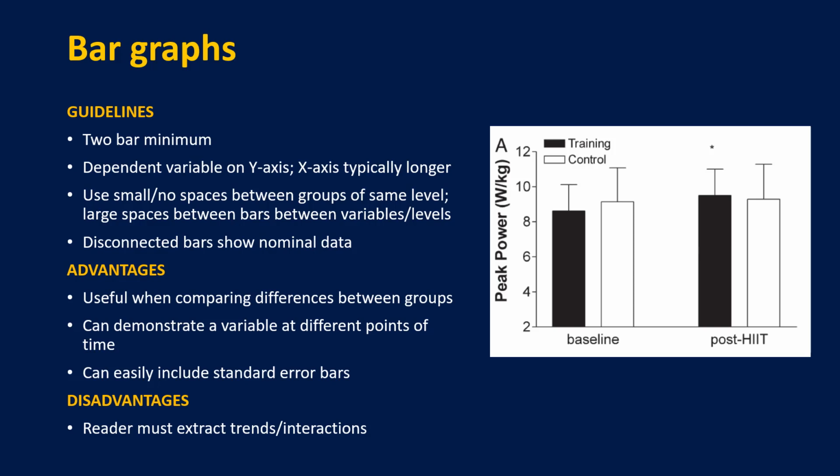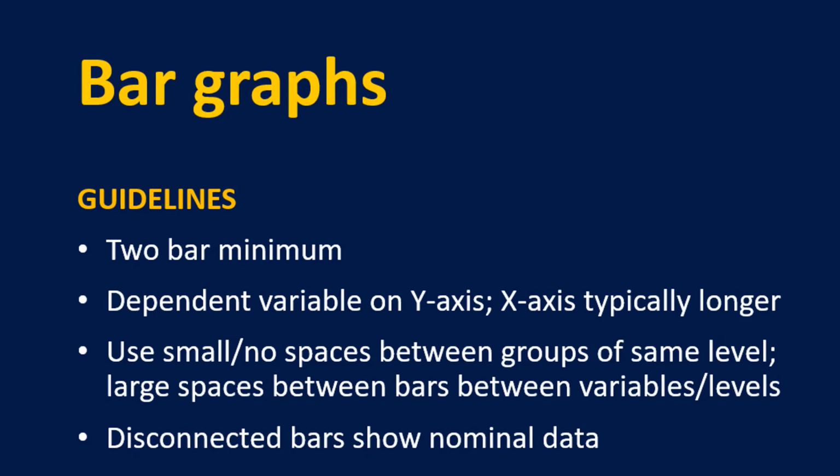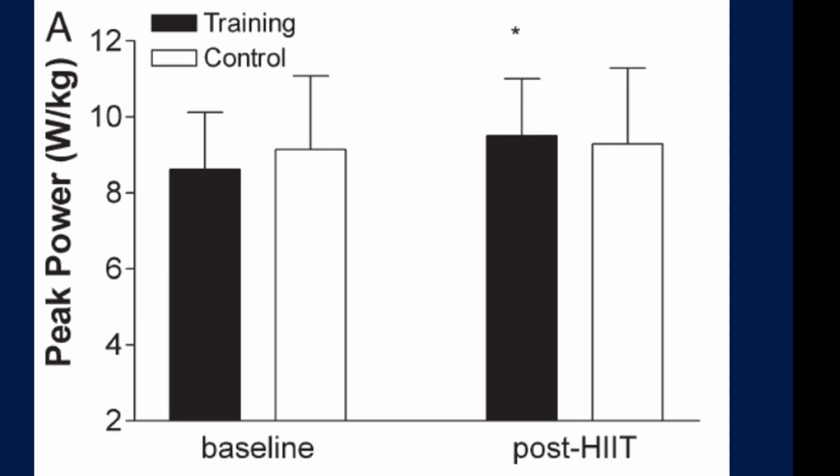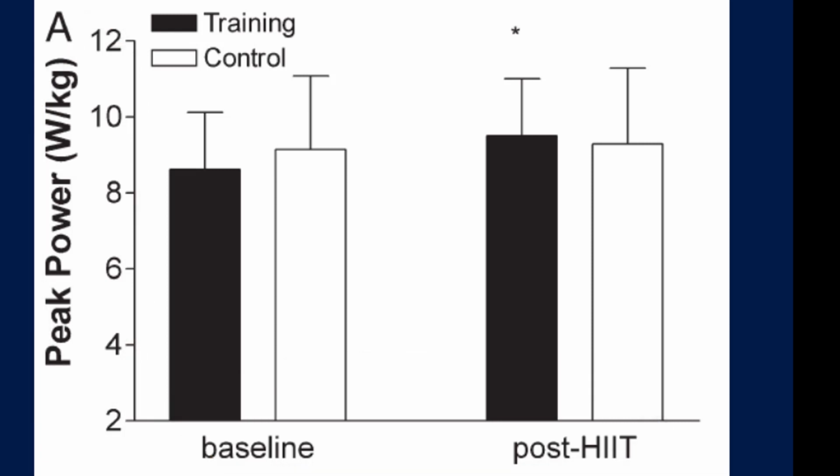So there are some basic guidelines to follow. You can only use these where you've got 2 bars. So if you've only got a single value, you don't graph it at all. Always make sure your dependent variable is on the y-axis and that your x-axis is typically larger. So in this example here, our dependent variable is peak power, and our independent variable in this case are our baseline and post HIT, and we've got it for our training and control conditions in this example.